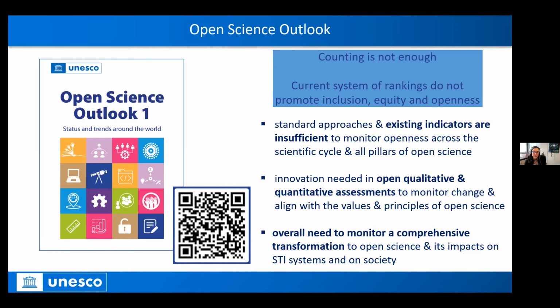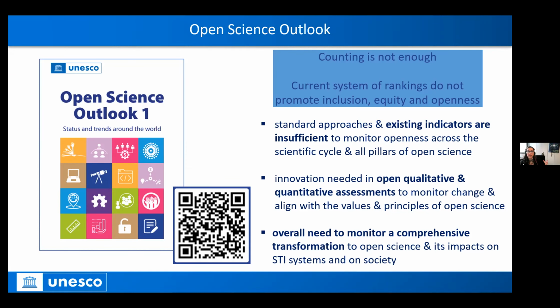We do not have a system for monitoring open science that can allow us to understand what the real impact of open science is. For the moment, we can count some of the elements of open science. We can look at open access publications and at the numbers of infrastructures, but this counting is not enough because it doesn't give us an idea of the quality and the impact of these infrastructures. So it is going to take some innovation in the way that we conceive monitoring and build this monitoring framework for open science.